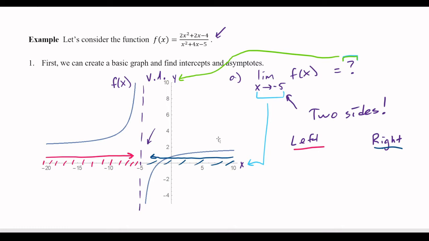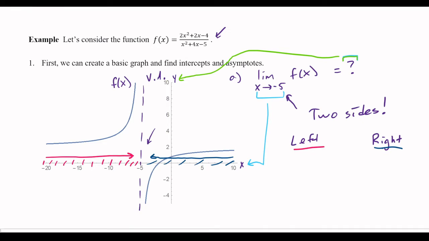Okay, well now go to the left. What happens to the function as I go to -5? This pink, well, it's going up forever. Those don't agree. And so if you get that scenario, then the limit does not exist.